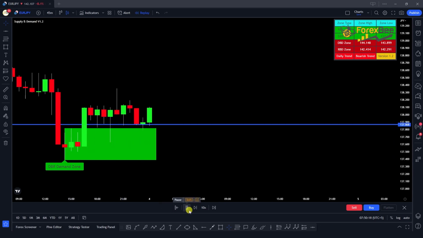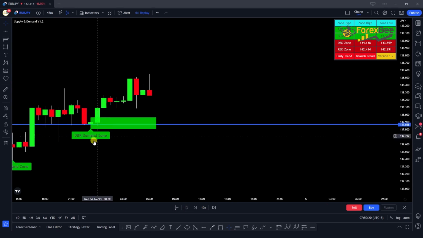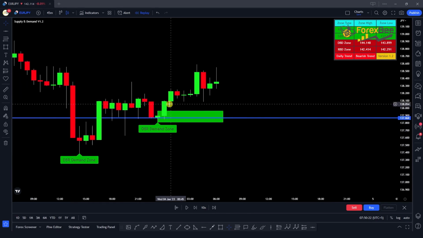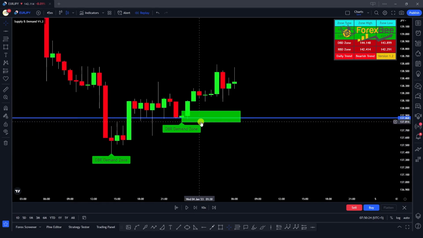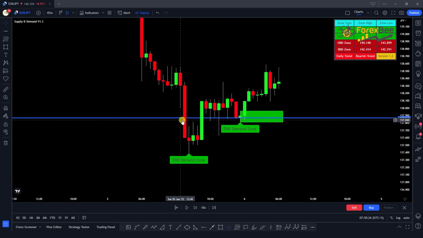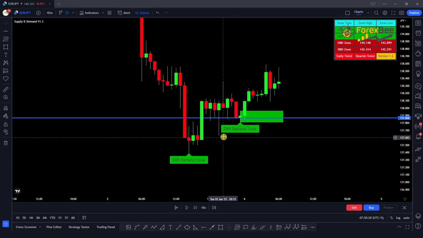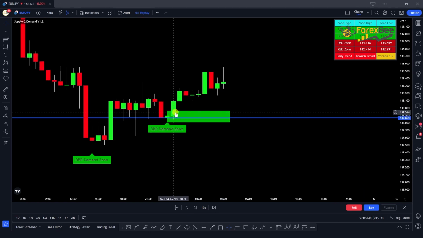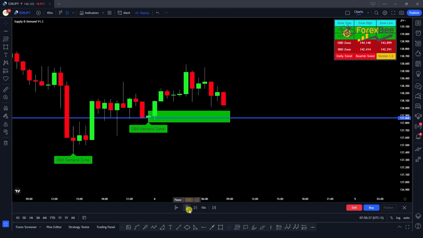If I just forward play the market, we can see that the indicator has also detected this drop, base, rally demand zone. So both these demand zones, we have put our pending order at this demand zone, which were picked at this candle. And again, here is the formation of another demand zone, that is drop, base, rally demand zone. And let's see if the orders from this demand zone get picked.